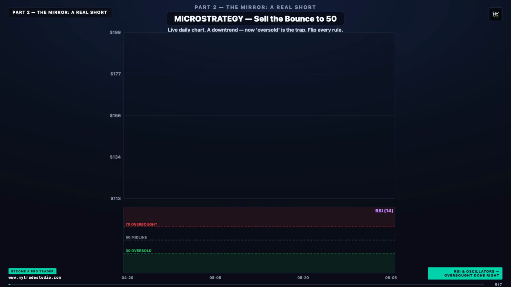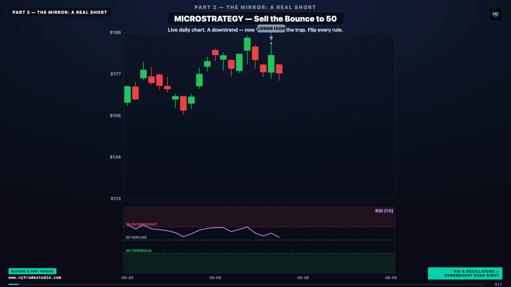Now the mirror image, because this edge works just as well on the short side, and most traders get this one even more wrong. This is MicroStrategy live, and it is in a clear downtrend, carving out lower high after lower high. In a downtrend, every rule simply flips.